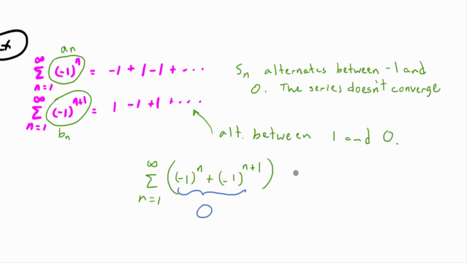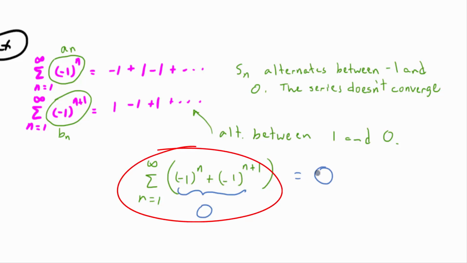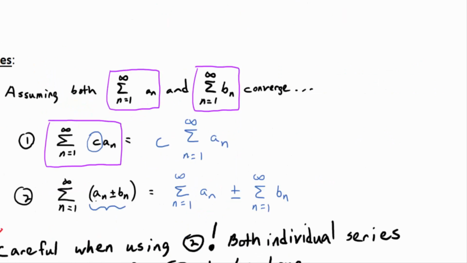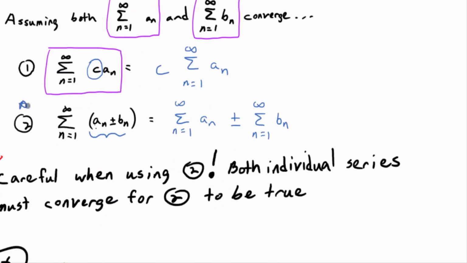So what does it converge to? What's the sum of a bunch of zeros? 0. The point here is you couldn't split this up going the other way, could you? You couldn't say, since this series converges to 0, the individual series in pink converge. Or is that purple, lavender? I don't know. Good thing I'm not an interior designer. So this is an example of why, for this second property to be true, both individual series must converge.